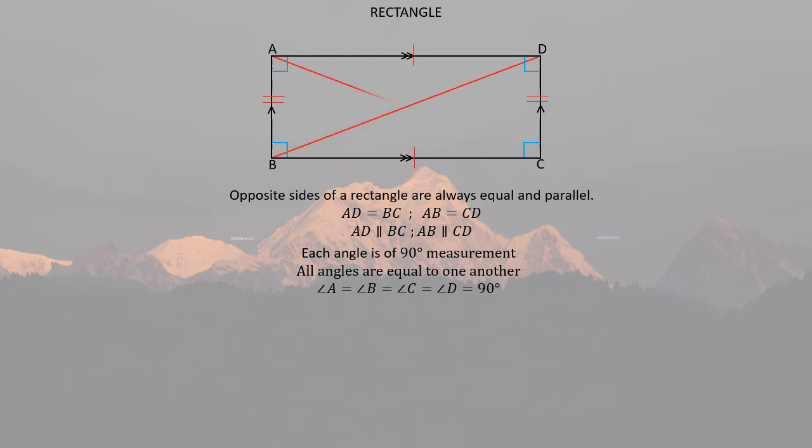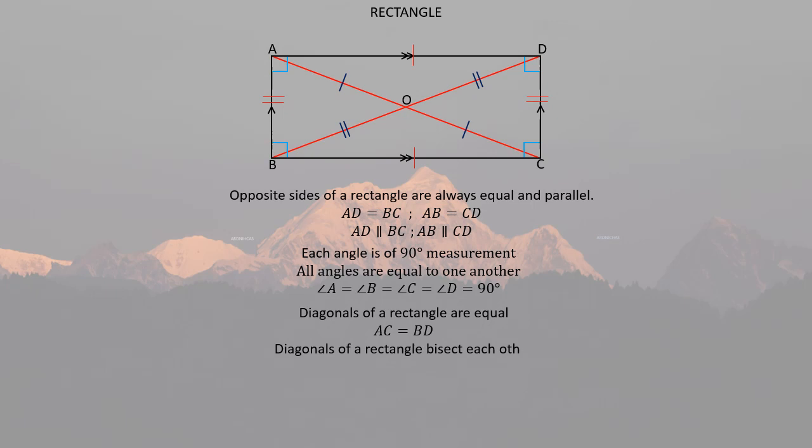BD is one of the diagonals, AC is another diagonal, and these diagonals are equal to one another. So in a rectangle, the diagonals are equal. So AC equals BD. As in a parallelogram, the diagonals bisect each other. So the diagonals of a rectangle also bisect each other. So AO equals CO and BO equals DO.